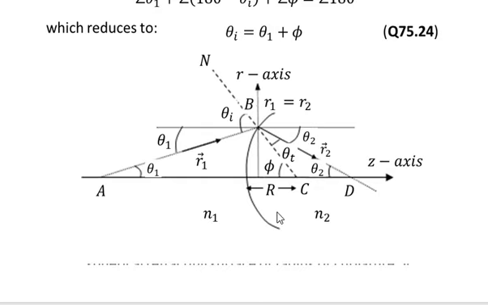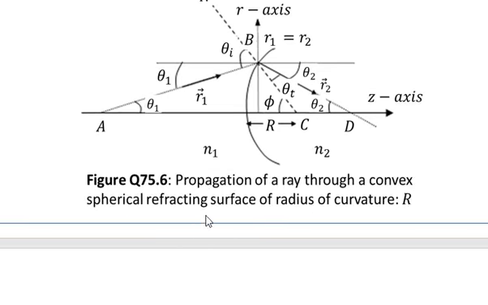So let me explain this geometry first of all. You can see that the ray R1 is incident at the point B located on the surface, where R1 and R2 are both the same. The ray is incident from a material with refractive index N1, and after refraction from this surface, it will enter the material of refractive index N2. The Z axis has been shown, which passes through the center of this surface.